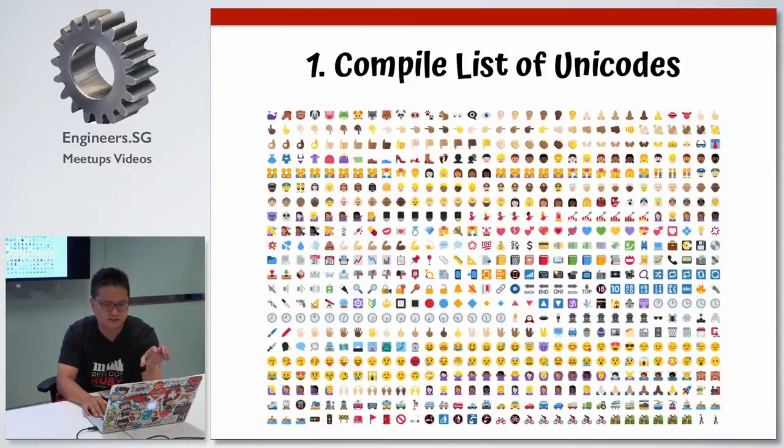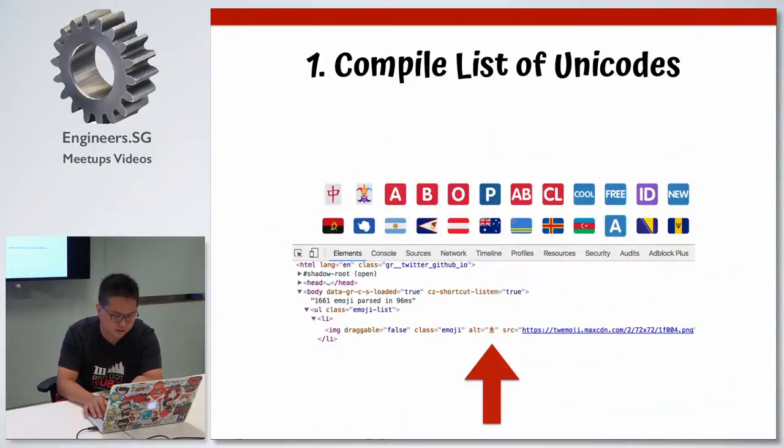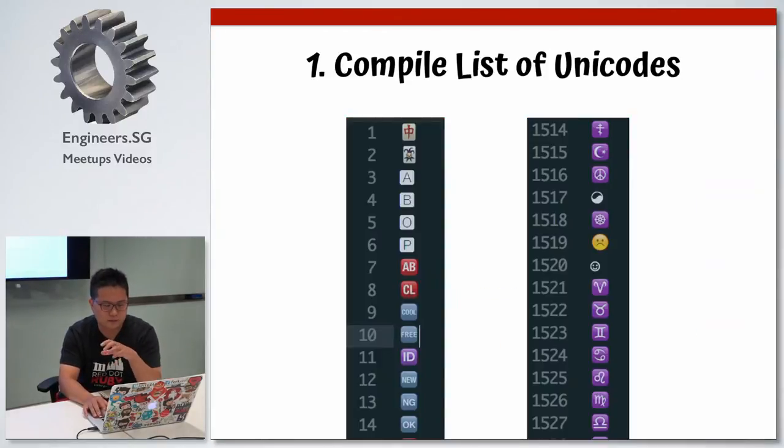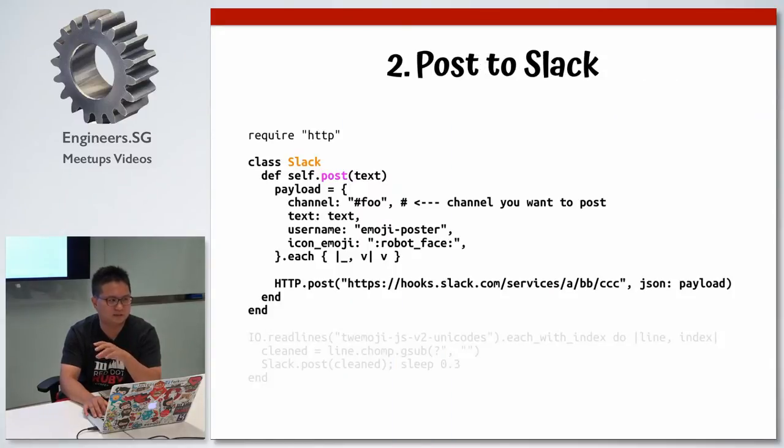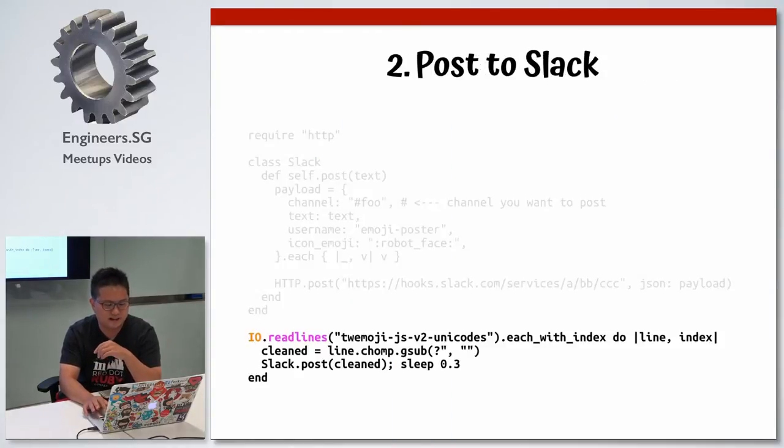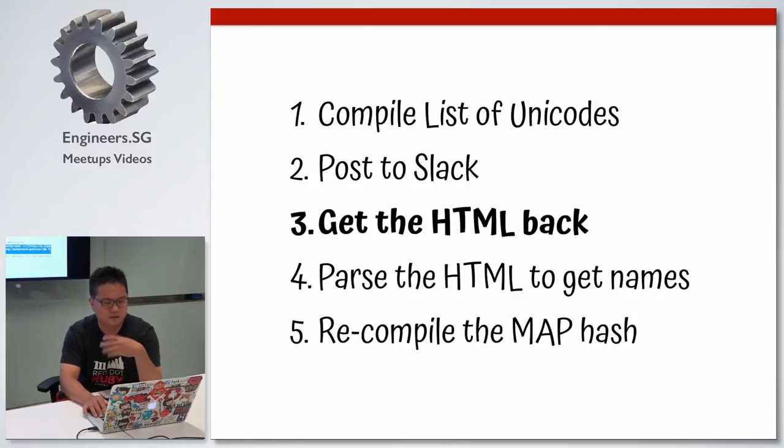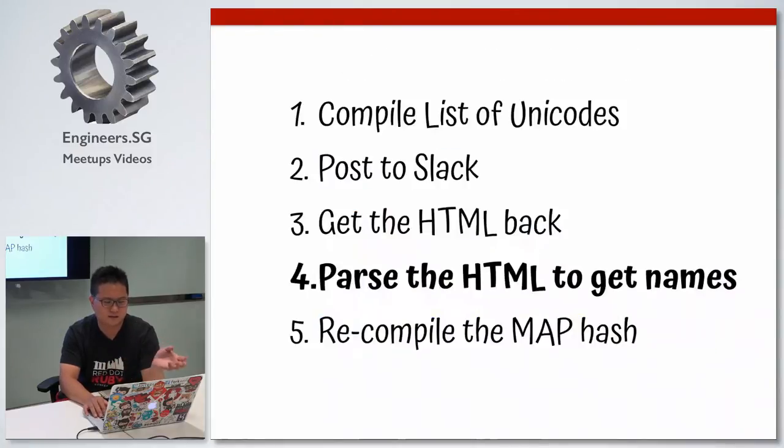First, I go to a website that has all these emojis. Then I get the image tag. There is a Unicode in the alt attribute. Then I put all these attributes into a file. Then I post to Slack with some simple Ruby, and I get the HTML back. Then I parse this HTML to get all the names from Slack.